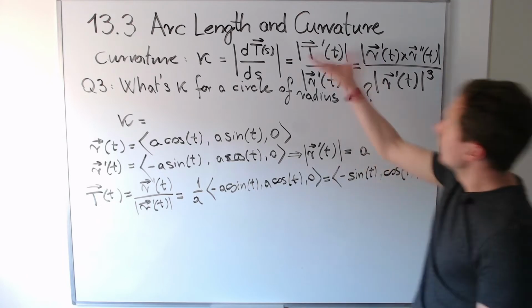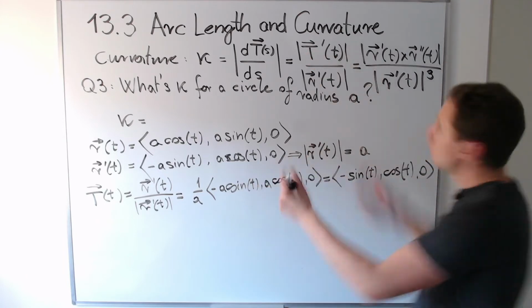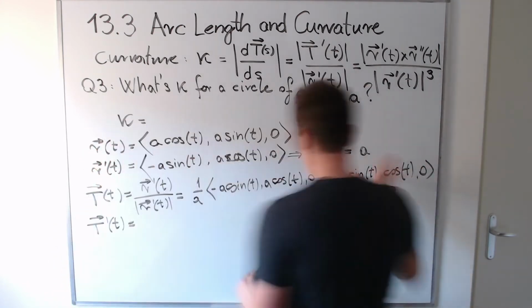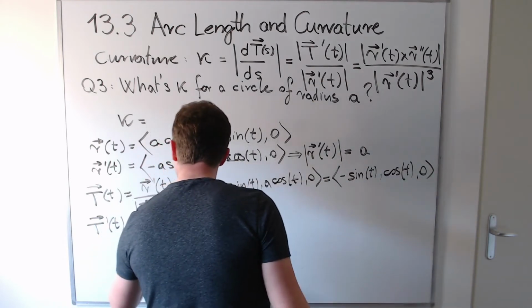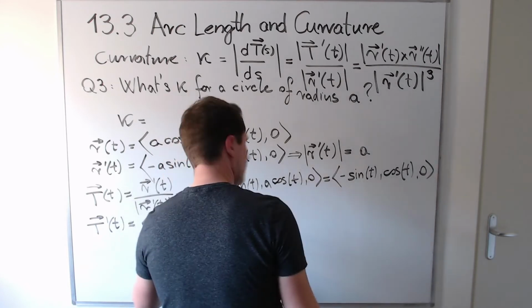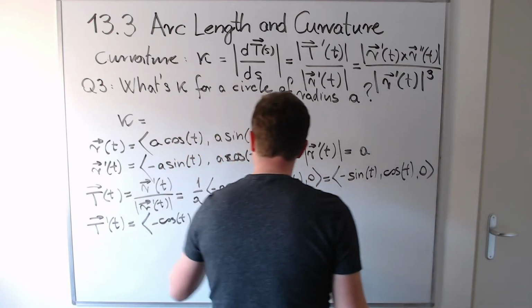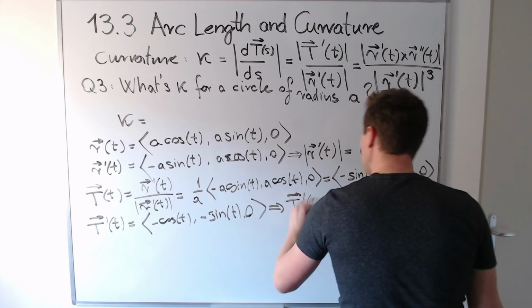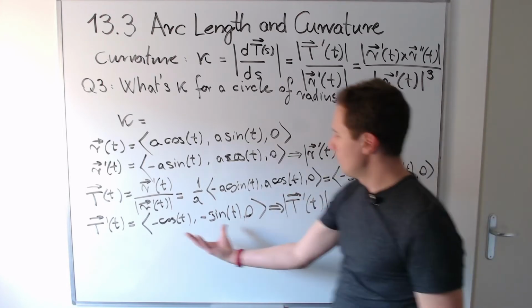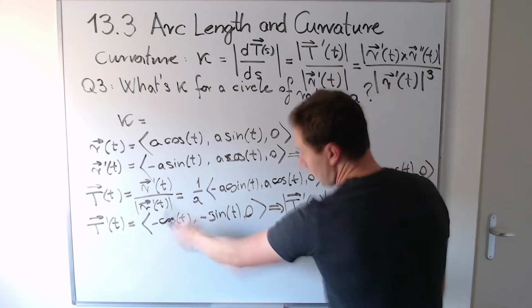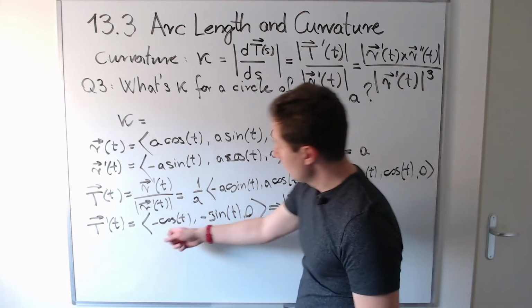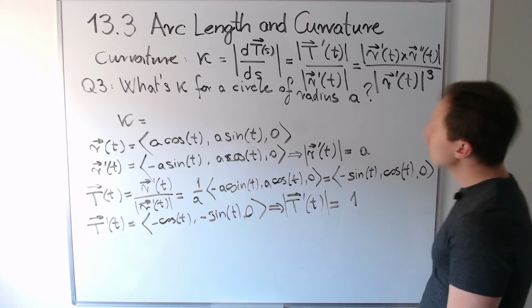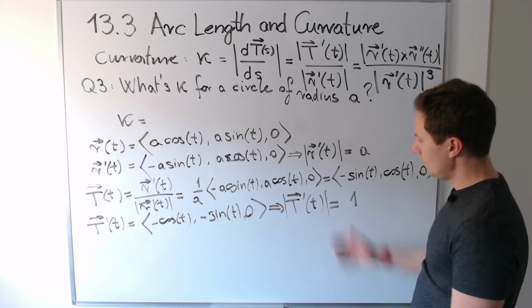So now we have to differentiate that unit tangent vector with respect to t. So let's do that. We'll get minus cosine of t for the first component. The second component is minus sine of t, and the third component is of course 0. So the length of the derivative of the unit tangent vector is just the squared sum of its coordinates under the square root. Again, famous trigonometric identity: the sum of squares of cosine and sine gives you 1, and indeed this is the length of the derivative of the unit tangent vector.